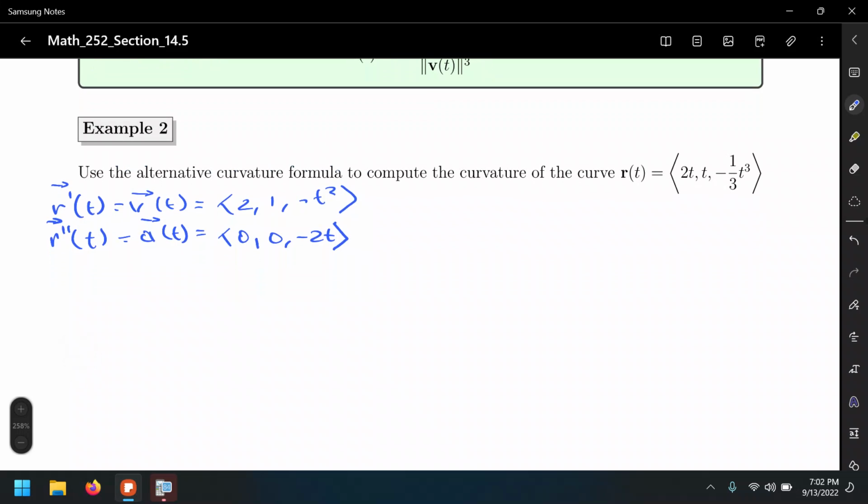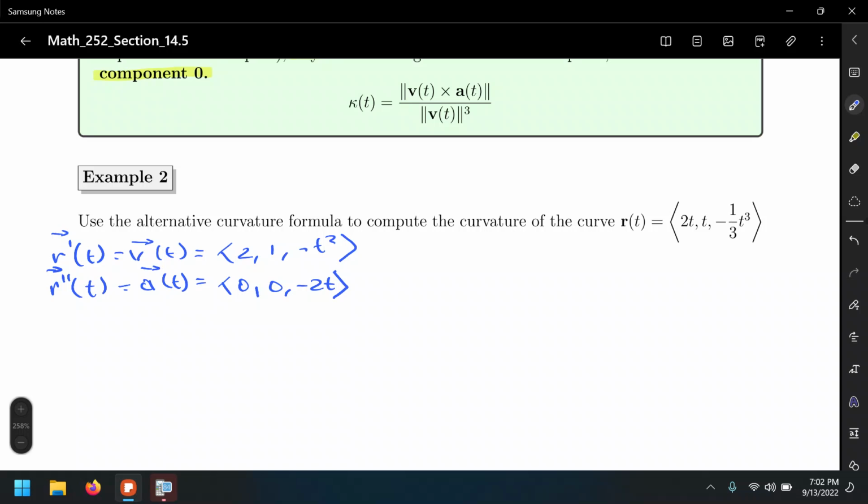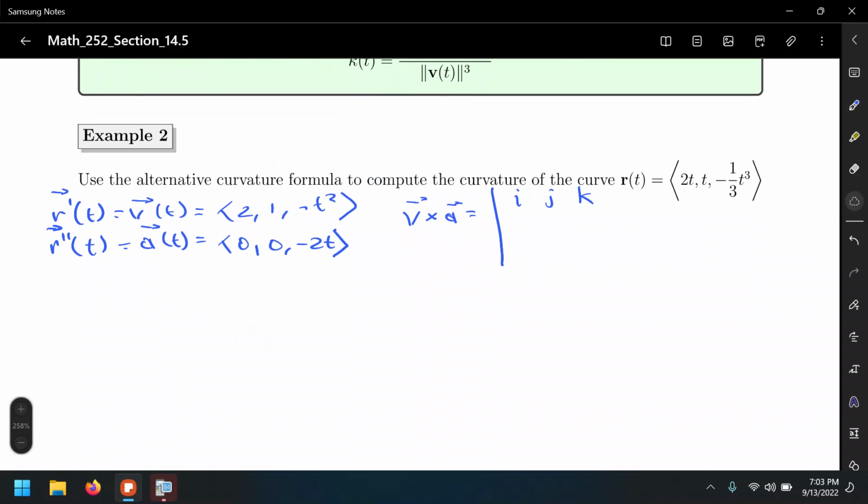So let's have a look at the cross product between the two vectors, and recall that this has to be done in the correct order. Recall that the cross product of two vectors is not commutative the way the dot product is. So we're going to take the cross product between the velocity vector and the acceleration vector. So that's i, j, and k, and just write down the components of the vector. And actually, well, let me do it over here. I might need space.